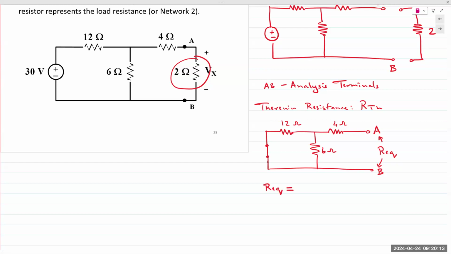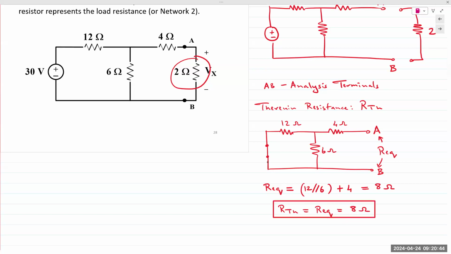Req, starting at the farthest end, we see 12 is now connected to 6, right? Because it's in parallel. 12 is connected to 6, so it is in parallel, plus 4 in series. Thus, you end up with 8 ohms. Thevenin resistance RTH is equal to Req, which is 8 ohms. Any questions?